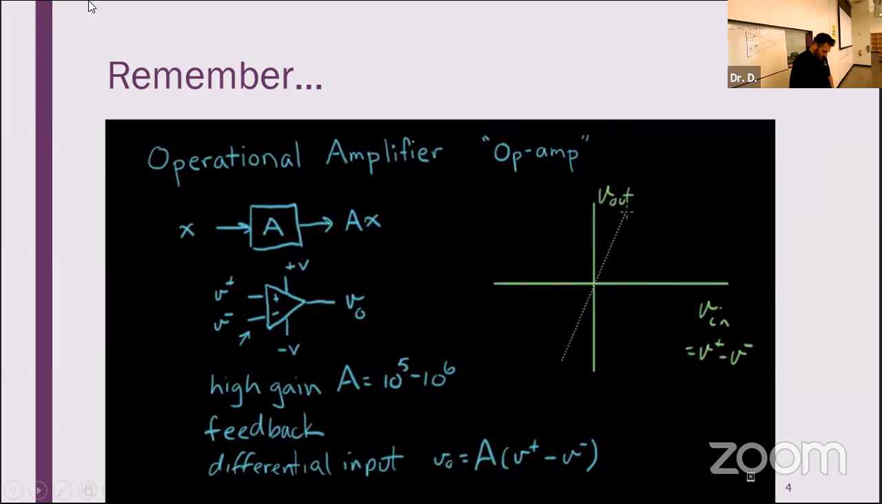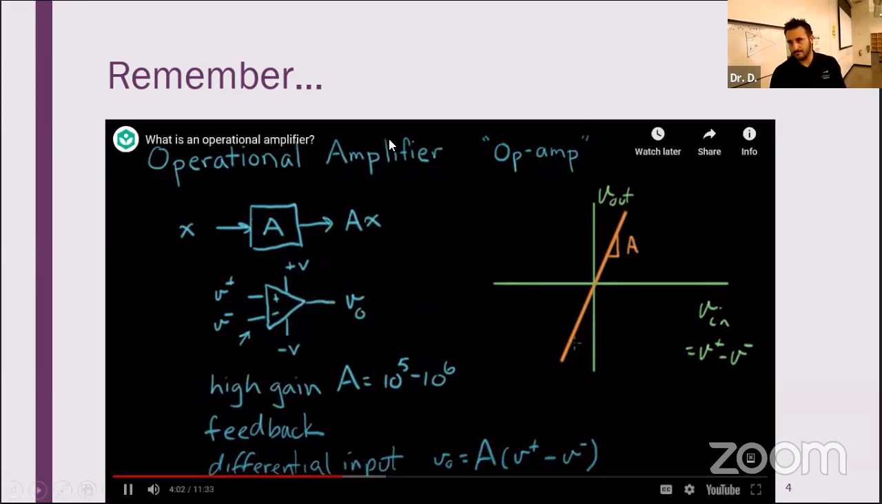It's going to be a very steep line, and the slope of this line is A. So the slope is going to be 10 to the 5th or 10 to the 6th, something like that, very, very vertical. Now, one of the properties of this is that V out cannot go above or below its power supply voltage. So on this plot here, that's called saturation.